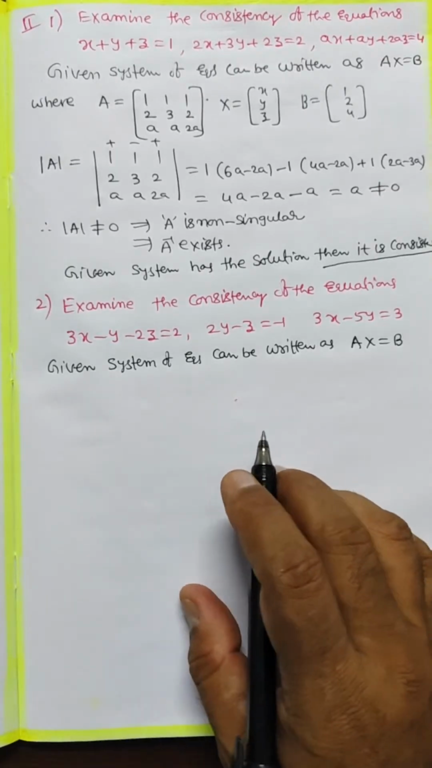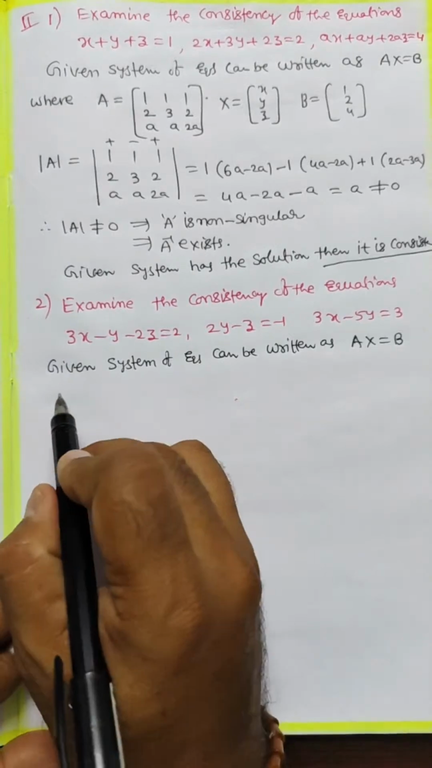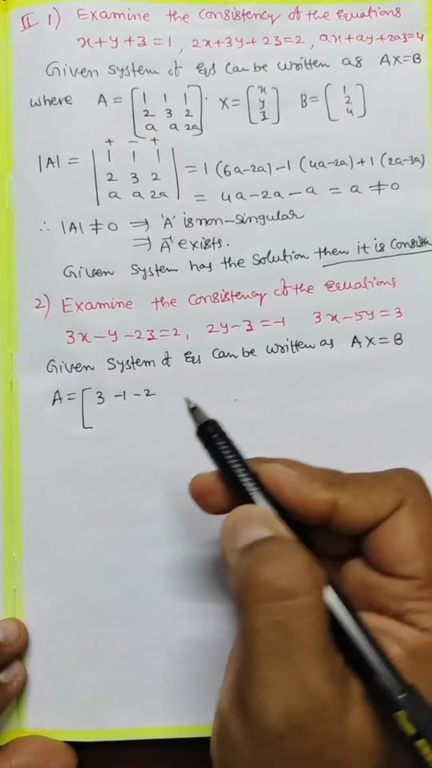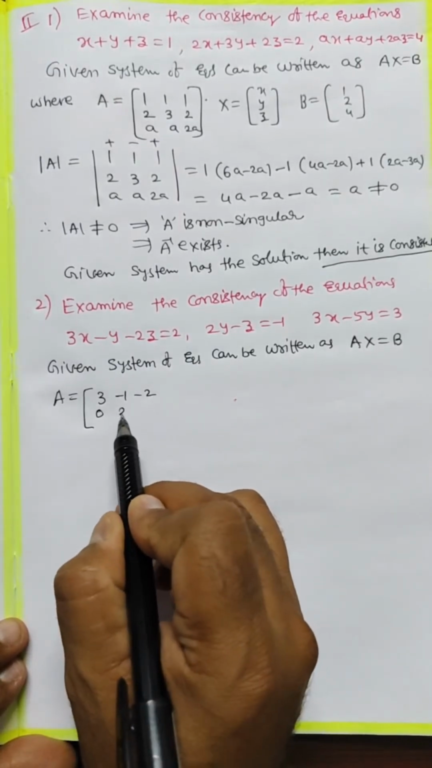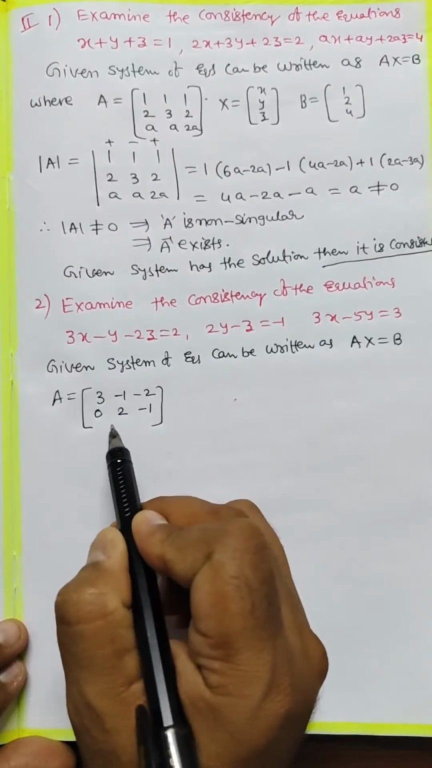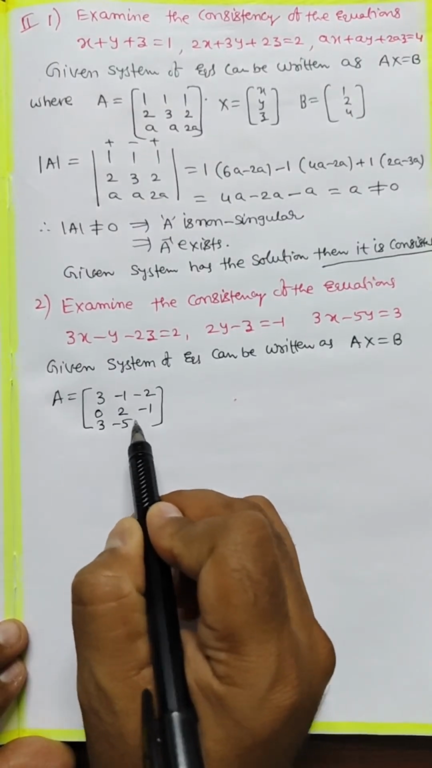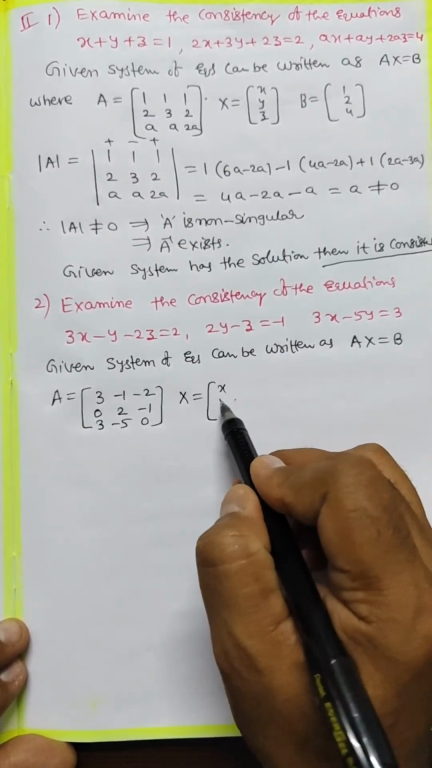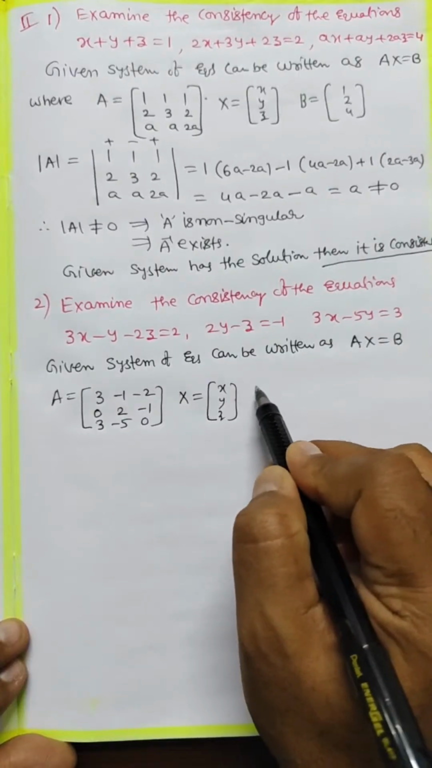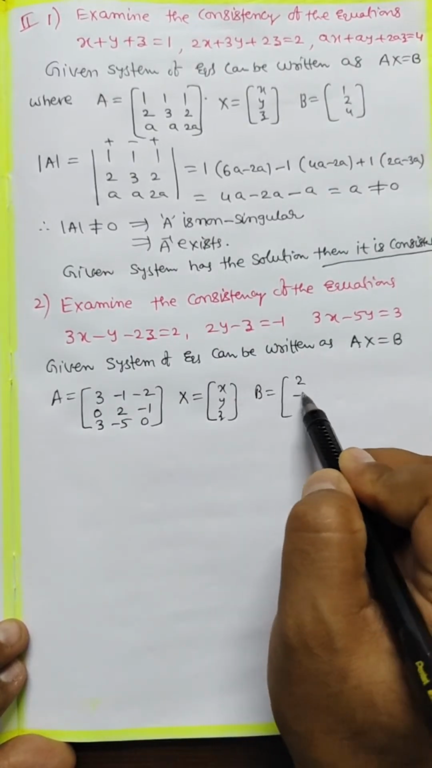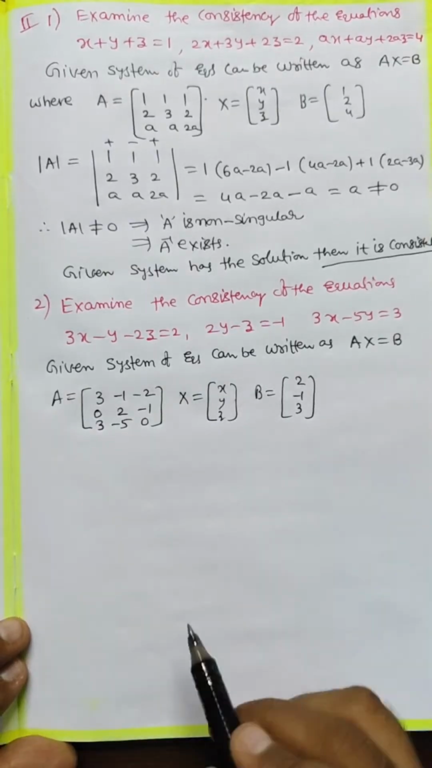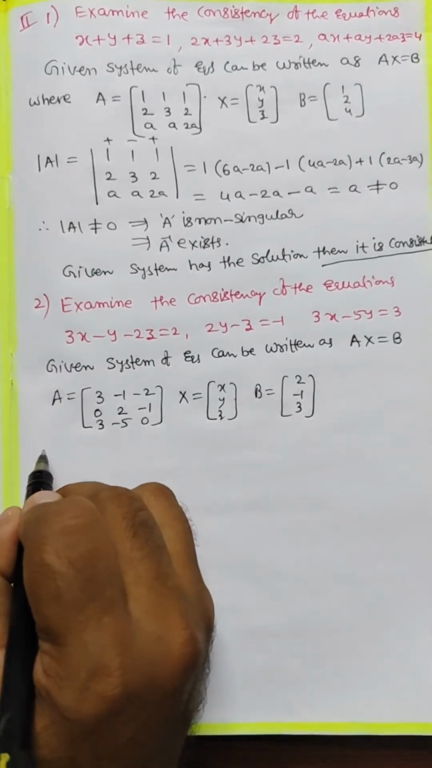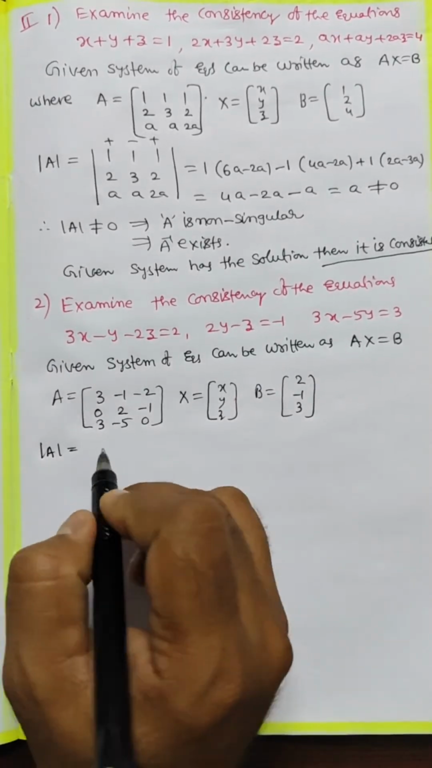Later, what we have to do? You mention what is A, what is X, what is B. A is 3, minus 1, minus 2, 0, 2, minus 1, 3, minus 5, 0. X equals x, y, z. B equals the constant matrix 2, minus 1, 3. After that, find out the determinant of A.